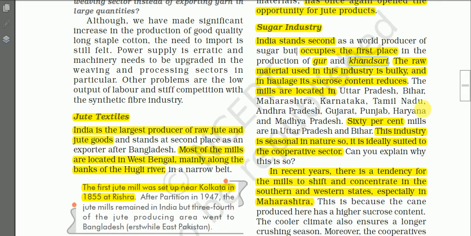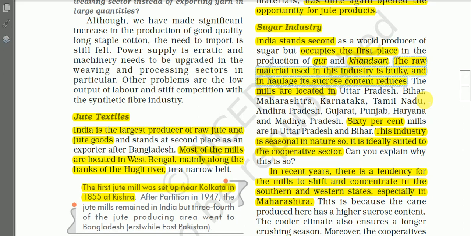So let us read. The raw material used in the sugar industry is bulky, and in haulage its sucrose content reduces. Clear? Any question?